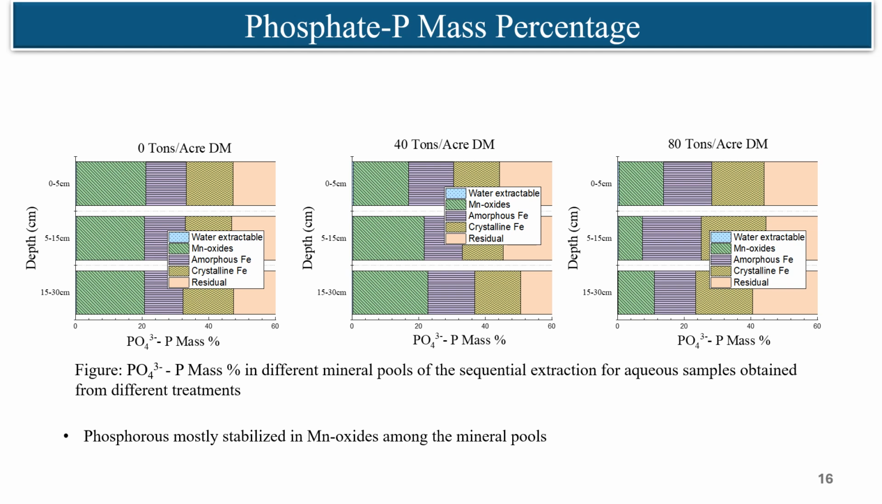This figure shows the amount of phosphate phosphorus mass percentage in different mineral pools of the sequential extraction for aqueous samples obtained from different treatments. So from the figure we can see that phosphate phosphorus is mostly stabilized in the second mineral pool, or the manganese oxyhydroxide mineral pool. Also, the mineral pools of iron oxyhydroxides have a significant amount of phosphorus.